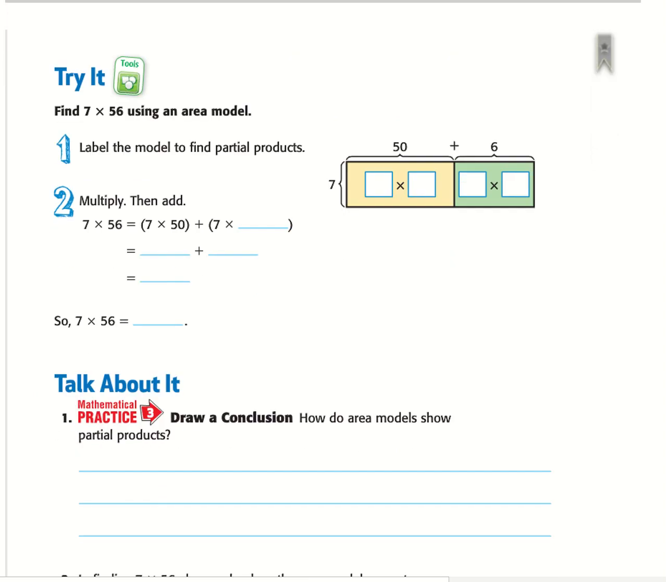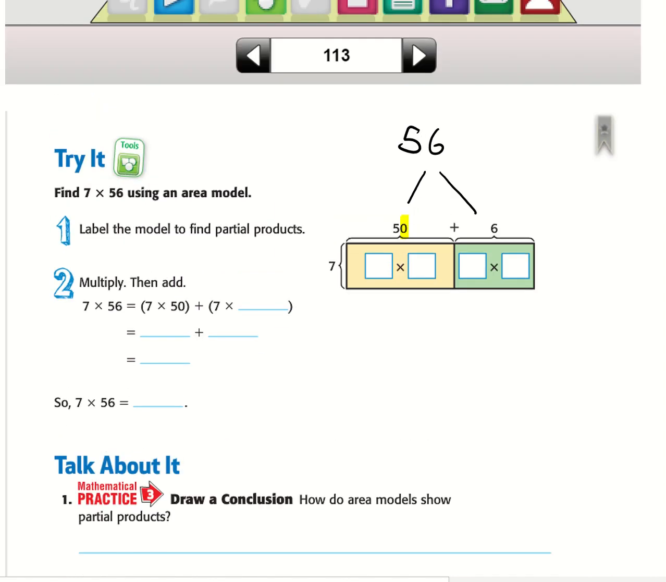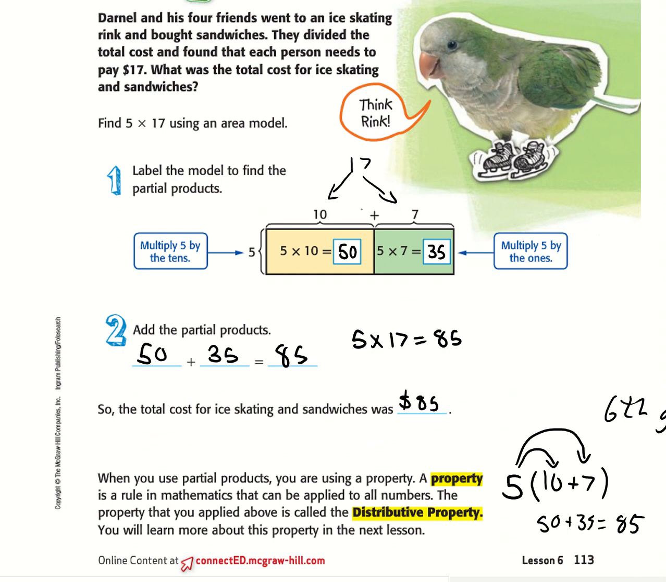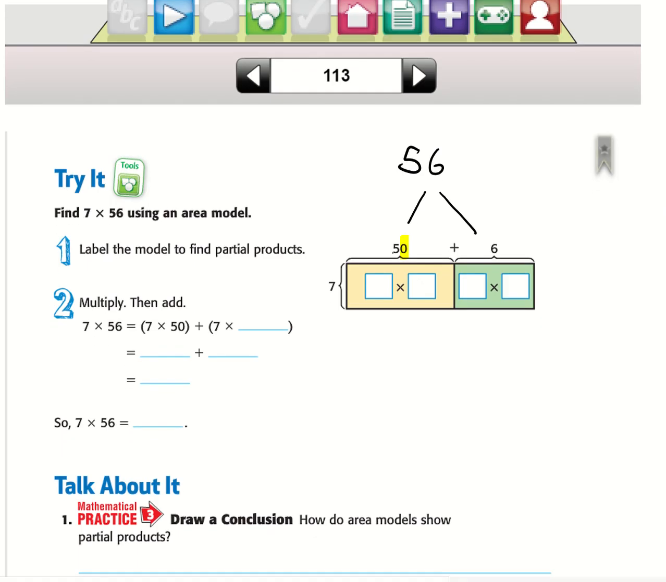So we're going to do the same thing in the try it. Find 7 times 56 using an area model. So 56, we're going to split up into 50 and 6. One thing I am noticing is when they split up numbers, they try to do it so that when you split them up in the tens place, the last number is 0. That way it's just easier to work with. Notice 17 was 10 plus 7. Now 56 is 50 plus 6. So they always end it in 0.